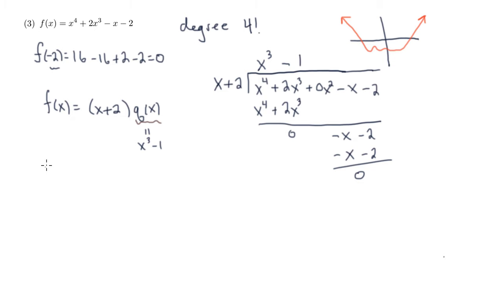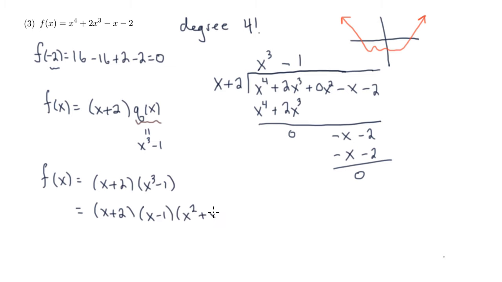So what I've done is I've factored my polynomial as x plus 2 times x cubed minus 1. And you can verify that if you multiply, FOIL this out, you'll get back what you started. But look at this x cubed minus 1. This is a difference of cubes. And what I mean by that is it's x cubed minus 1 cubed. So it actually factors as x minus 1 times x squared plus x plus 1.